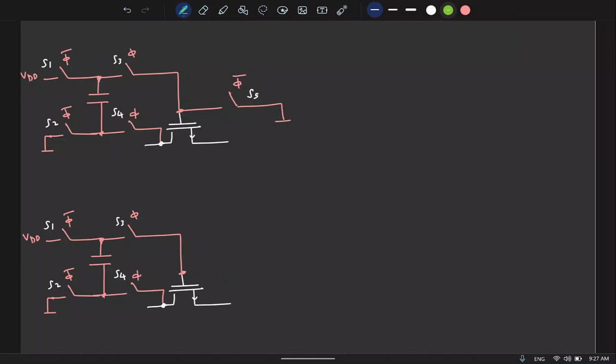So this is now an NMOS switch, clocked at phi bar. So next let's look at S2. Here again the job of this switch is to connect this node to ground. So what switch is good? Again an NMOS is more than enough.